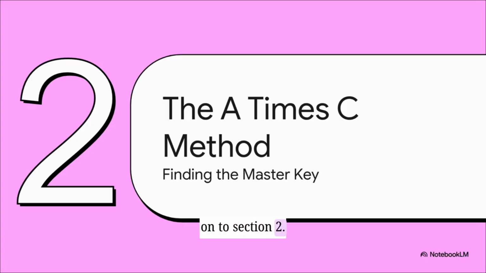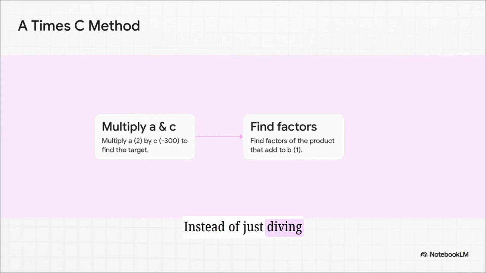Moving on to section 2, the A times C method, finding the master key. Instead of just diving in and crossing our fingers, we are going to explicitly multiply our A and C terms together. Why are we doing this? Basically, we're merging the influence of that annoying leading coefficient and that massive constant into one single target.